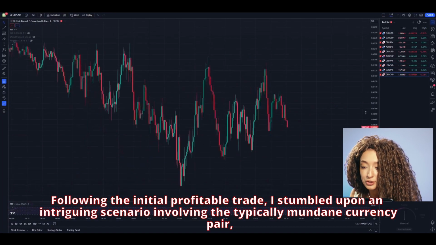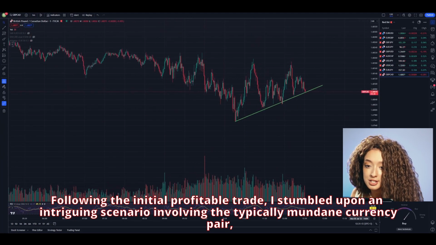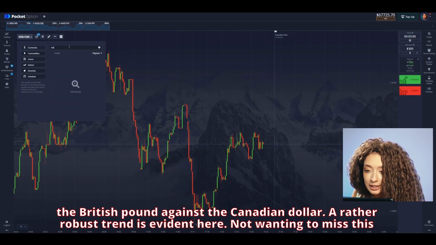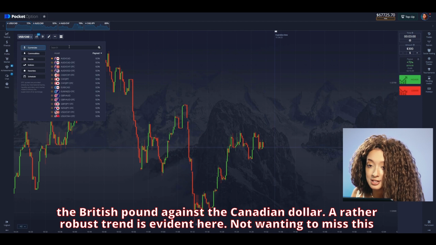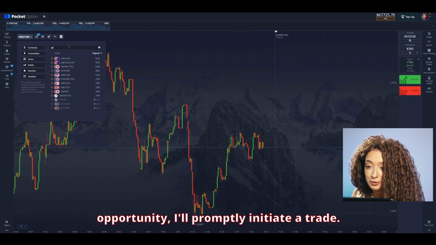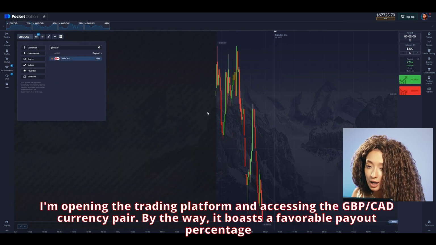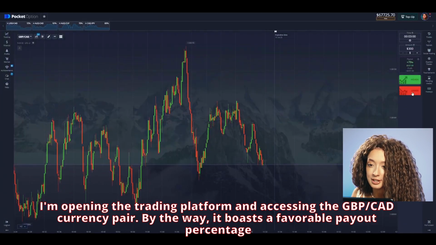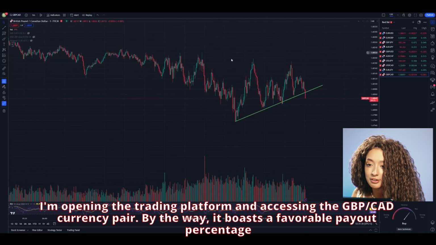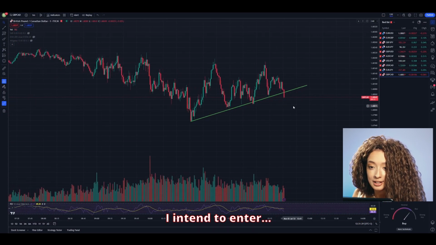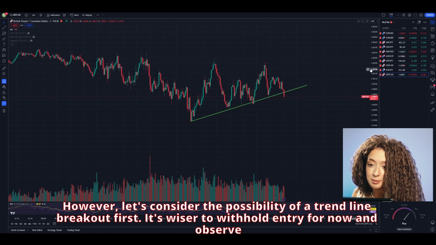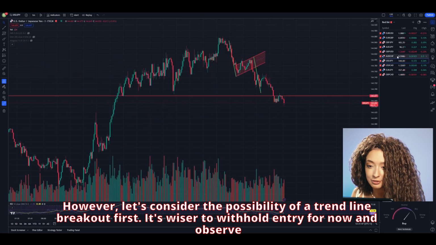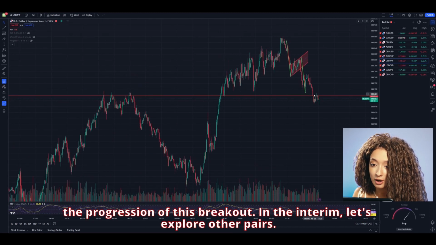Following the initial profitable trade, I stumbled upon an intriguing scenario involving a typically volatile currency pair. So the British pound against the Canadian dollar, a rather robust trend is evident here. Not wanting to miss this opportunity, I will promptly initiate a trade. I am opening the trade platform and assessing the GBP and CAD currency pair. By the way, it has a favorable payout percentage. I intended to enter. However, let's consider the possibility of a trend line breakout first. We halt entry for now and observe the retest of this breakout.